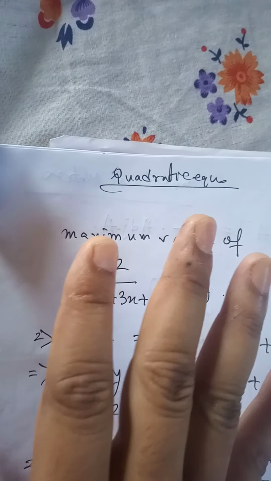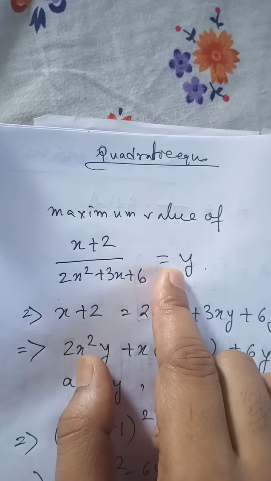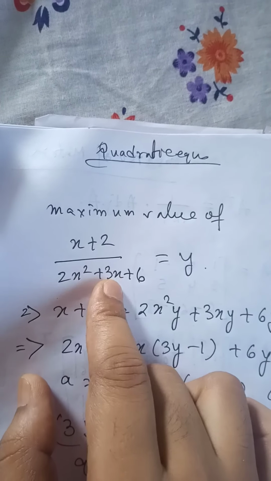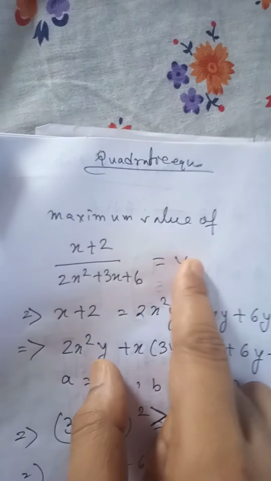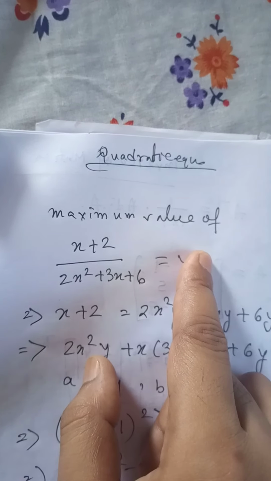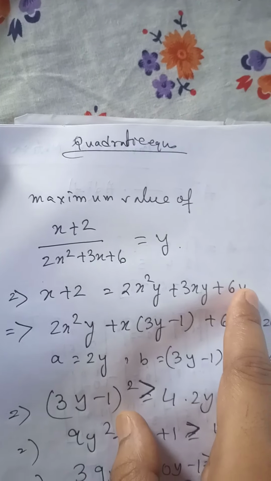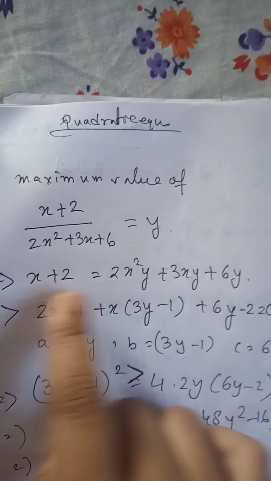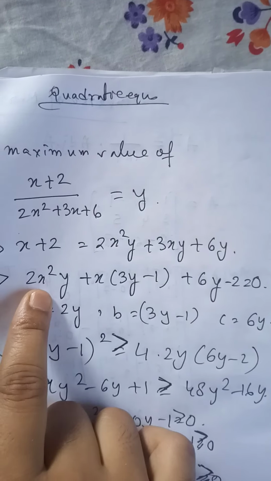Likewise, find the maximum value of this polynomial. How to solve this? Suppose a polynomial is given like this, find the maximum value of it. So what you will do, you will first assume this is equal to y. Do the cross multiplication, so x plus 2 on this side, the y will be multiplied. Now transform this whole equation as a quadratic equation in terms of x.